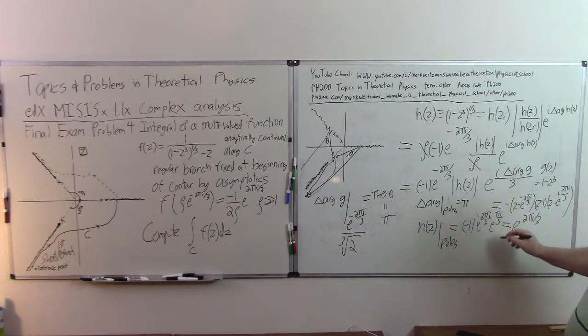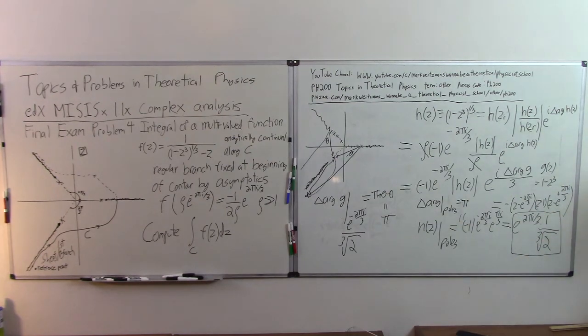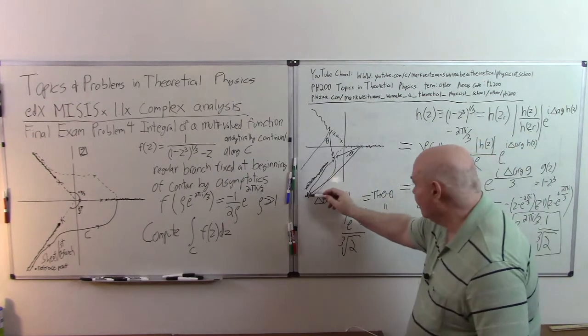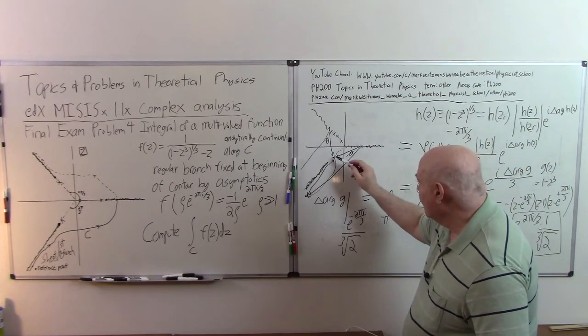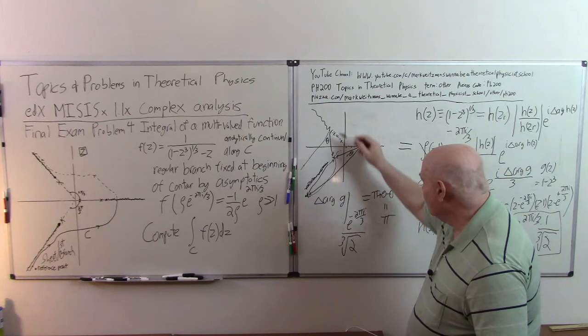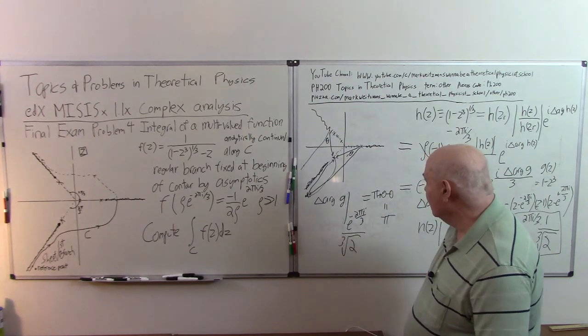And then, I left out the absolute value here. It's going to be multiplied by the absolute value, which is the same for all of them, 1 over the cube root of 2. So this is the value of the function h at the poles on the first sheet. We didn't cross any branch lines when I went from here to here. No branch lines were crossed. We're still on the first sheet.